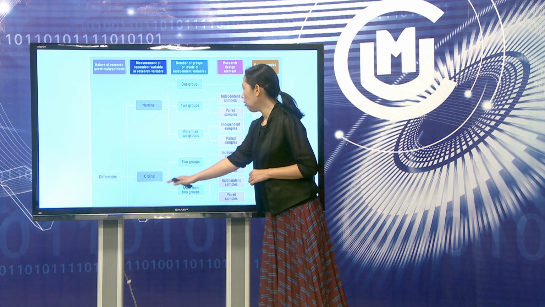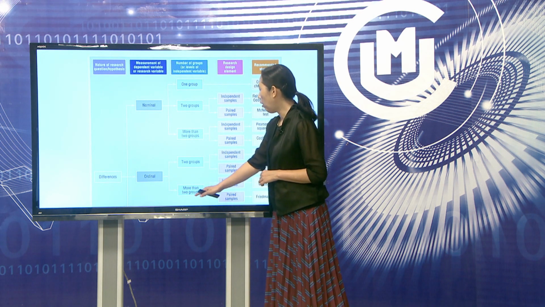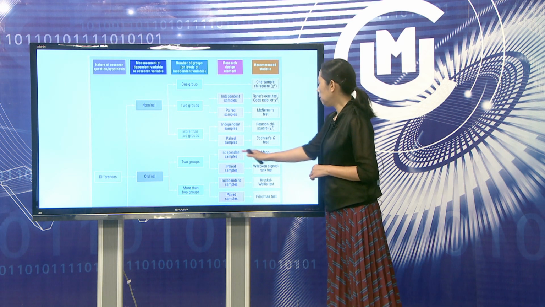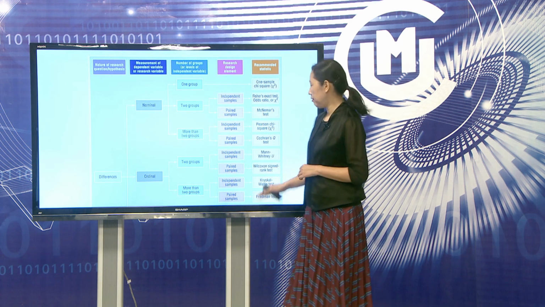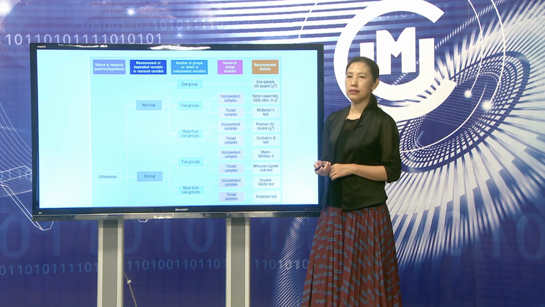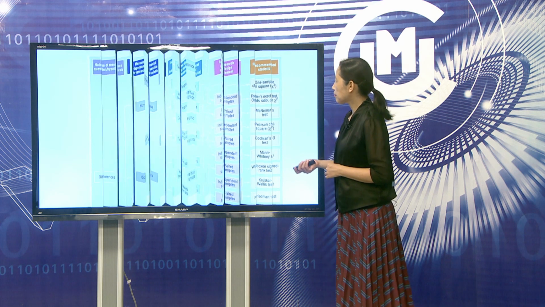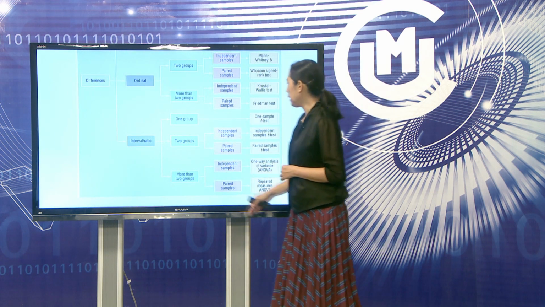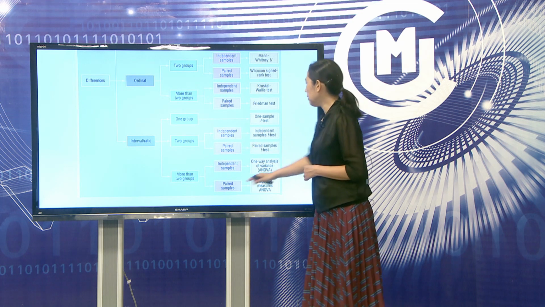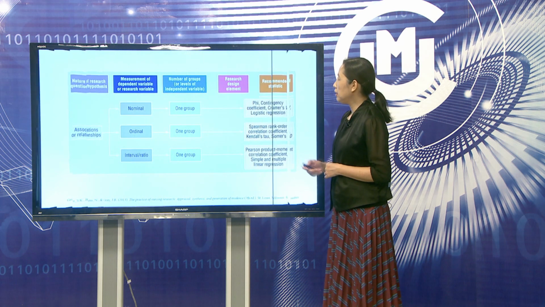And for the ordinal level data, they also divide into two groups difference or more than two groups difference. So you can try to figure out in your situation which statistical method you can use. And also for the difference, you have the interval and ratio data. So this is the list for you to choose from. And this is for the difference.